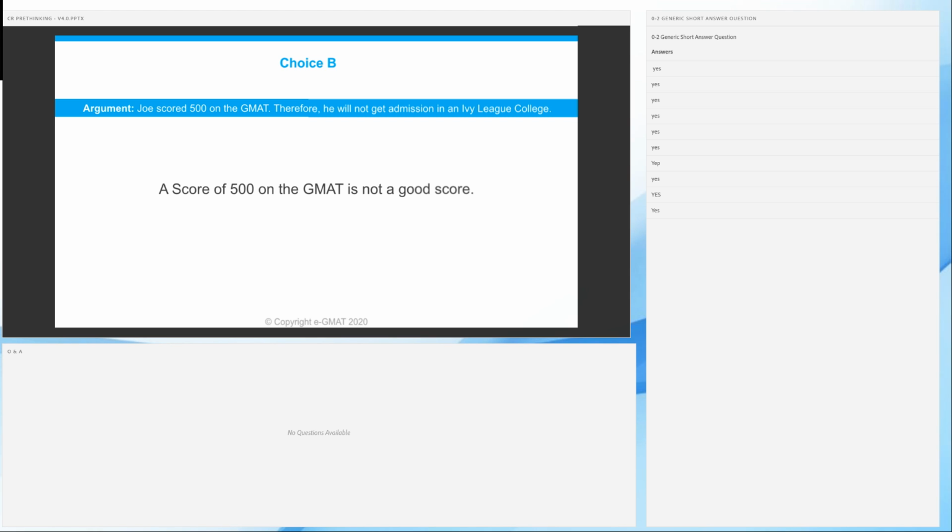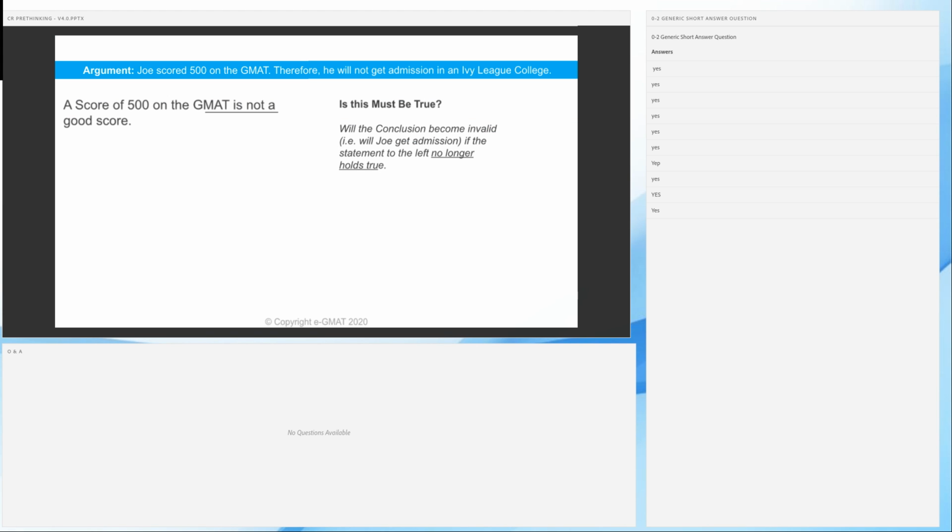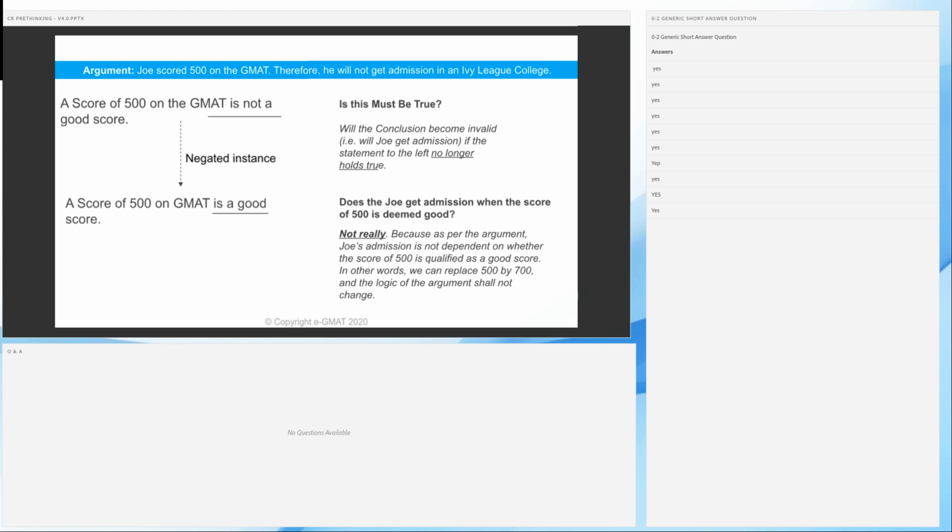We take this answer choice: a score of 500 on the GMAT is not a good score. Let's evaluate if this statement is must be true. Would the conclusion become invalid if this statement is no longer true? If it's no longer true, the score of 500 becomes a good score. Then does Joe get admission? Absolutely not. Because the argument is not predicated on what you call the score of 500. In fact, even if this number were changed from 500 to 700, the logic of the argument would remain the same. The logic is that Joe hasn't scored enough to warrant admission into an Ivy League school.